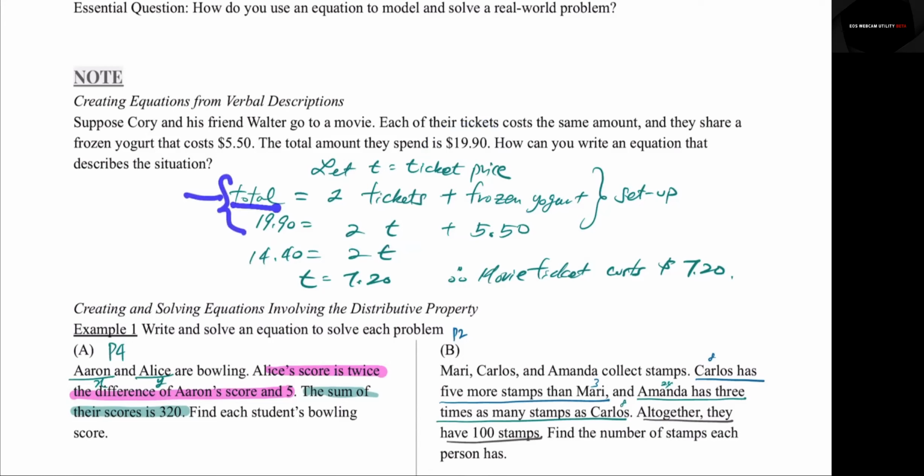So total amount of money is 2 tickets plus frozen yogurt. So we replace the frozen yogurt with the price that it cost. Total is 1990. And instead of writing tickets, let's use T, right? So I went back and wrote down T is equal to the ticket price. Solving this equation, 550 subtracted from both sides gives you 1440. After you divide by 2, gives you $7.20. So each movie ticket cost $7.20.